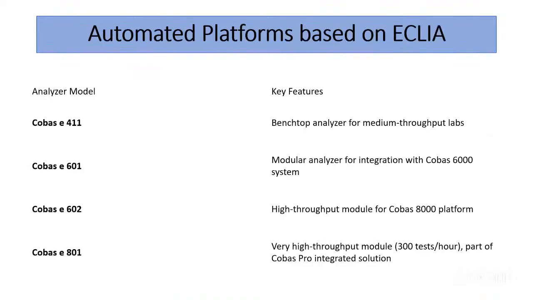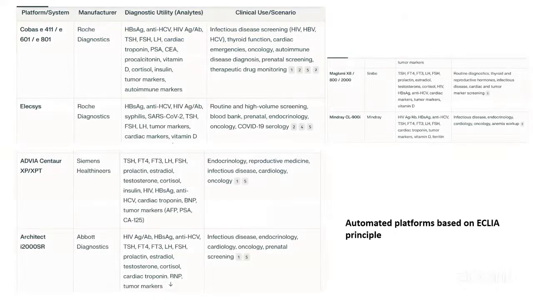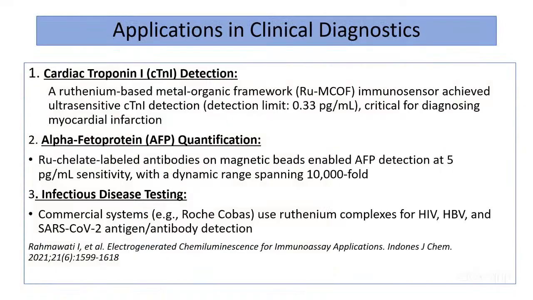So you have different automated platforms depending on this CLIA. The COBAS has different versions which work on the E-CLIA principle. And also the market is ruled by Roche Diagnostics and Siemens. They have different platforms, and different infectious and non-infectious markers can be detected here. And we routinely use these. Which one you purchase depends, definitely, on the cost and how many tests your lab does.